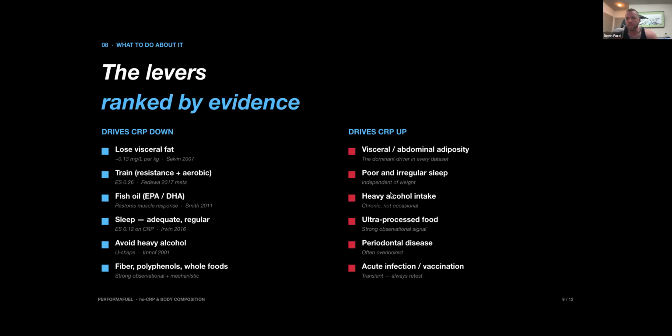So put another way: visceral fat, poor sleep or just irregular sleep. We talked about that in the sleep thing. If you're cycling, your cycles are off. Heavy alcohol, processed foods, periodontal disease. Actually, I did not know that. Acute infection, vaccination, all that stuff will drive up CRP, but this is more known. This is why they look at regular CRP. But these guys are really important.